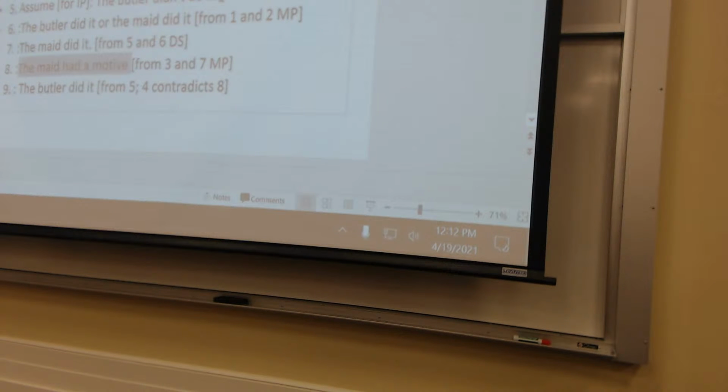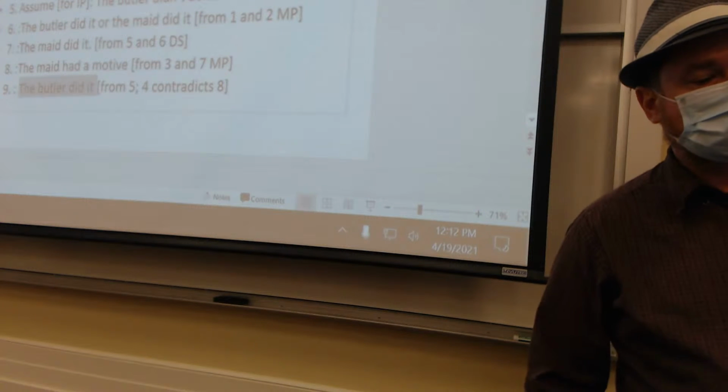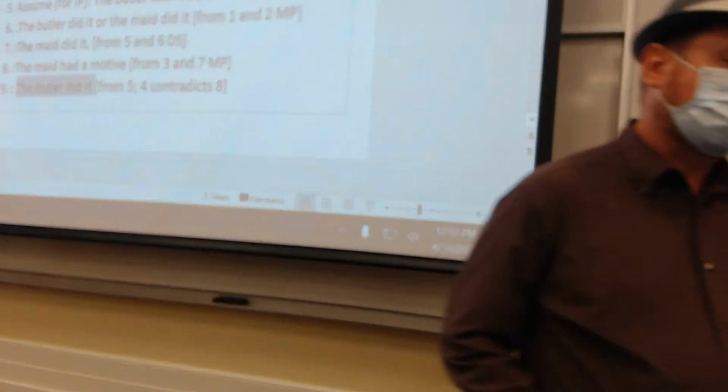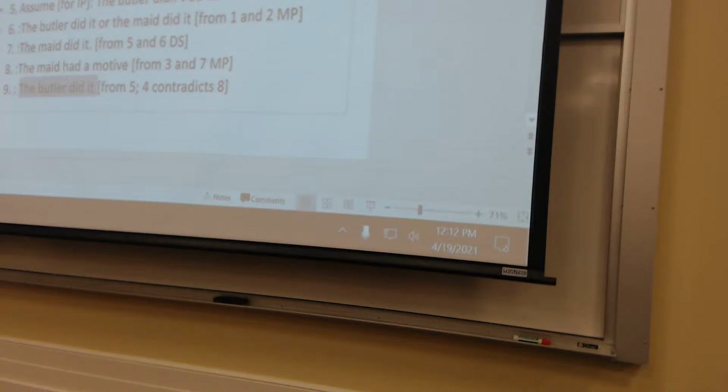What is the problem? The problem is statement 5. Statement 5 leads to a logical absurdity that can't possibly be the case. Statement 5 leads to the maid both having and not having a motive. Because statement 5 leads to the maid both having and not having a motive, a logical absurdity, we may infer out the opposite of what we claimed in 5, that the butler must have, in fact, done it. And that was what we were to prove. We are done. Mission successful.